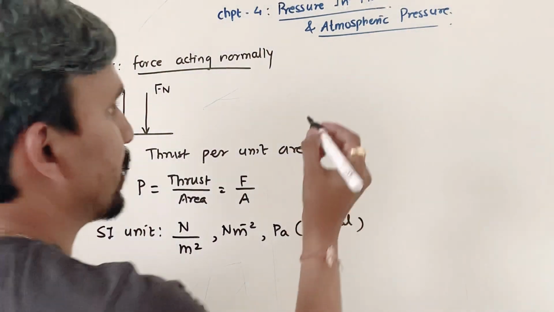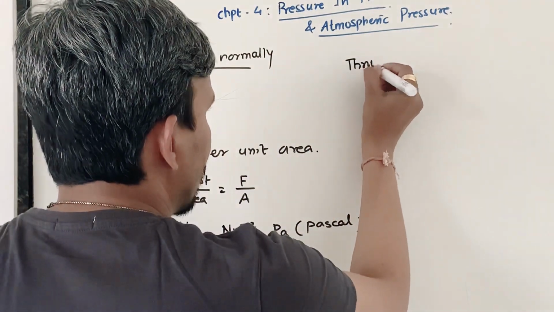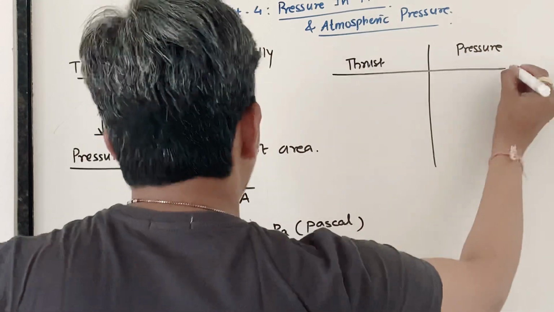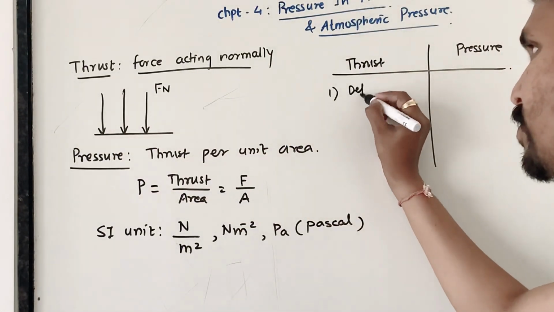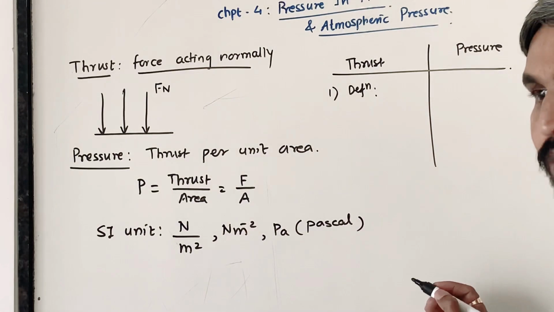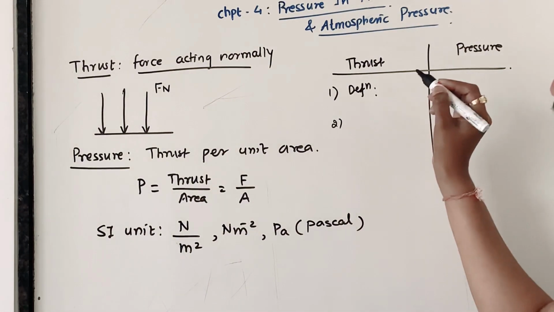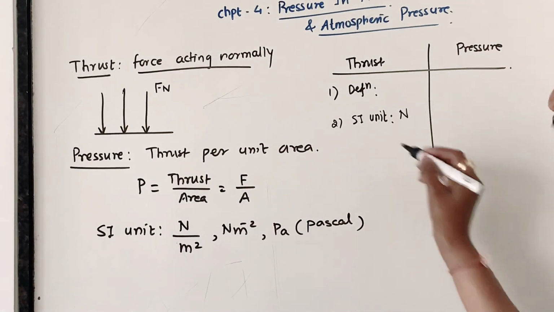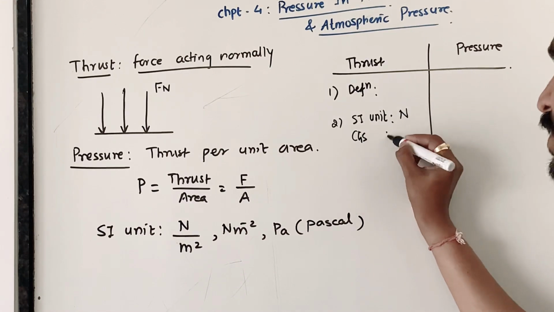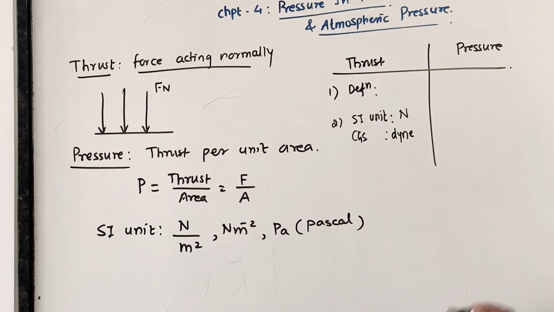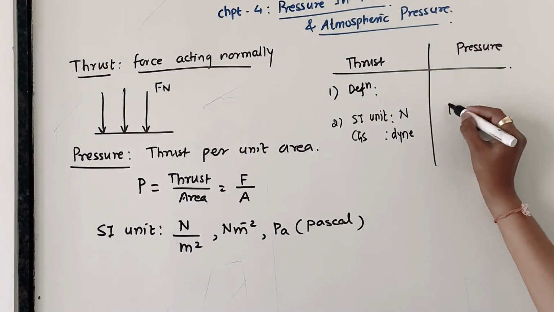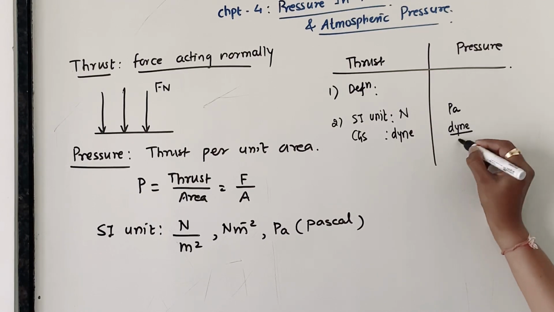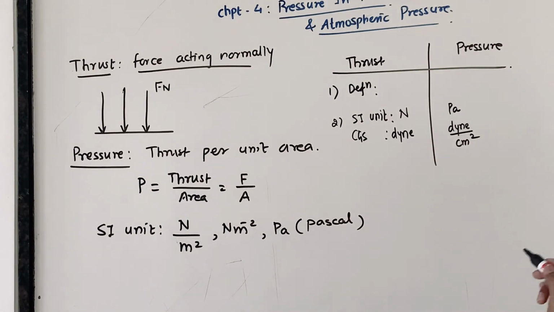Now we'll go with distinguish between thrust and second will be what? Pressure. The first point of distinguish will be the definition of thrust and definition of pressure. Second point of distinguish is the SI unit of thrust is Newton. CGS unit is dyne. This is Newton, this is dyne. Over here it is Pascal, and this is what? Dyne per centimeter square.